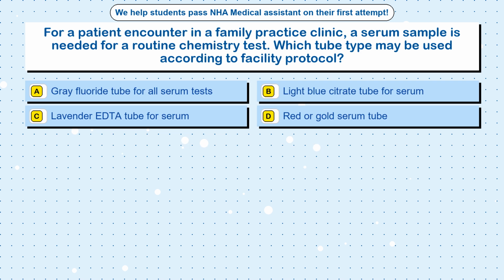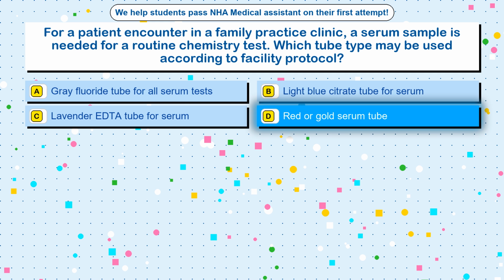Question 13. For a patient encounter in a family practice clinic, a serum sample is needed for a routine chemistry test. Which tube type may be used according to facility protocol? Option A. Gray fluoride tube for all serum tests. Option B. Light blue citrate tube for serum. Option C. Lavender EDTA tube for serum. Option D. A red or gold serum tube.